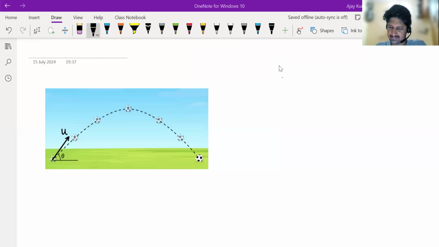Sir, velocity on y-axis will be zero. Okay, velocity in the y direction will be zero. Good. Okay, fine. Now see, we had discussed this before also.